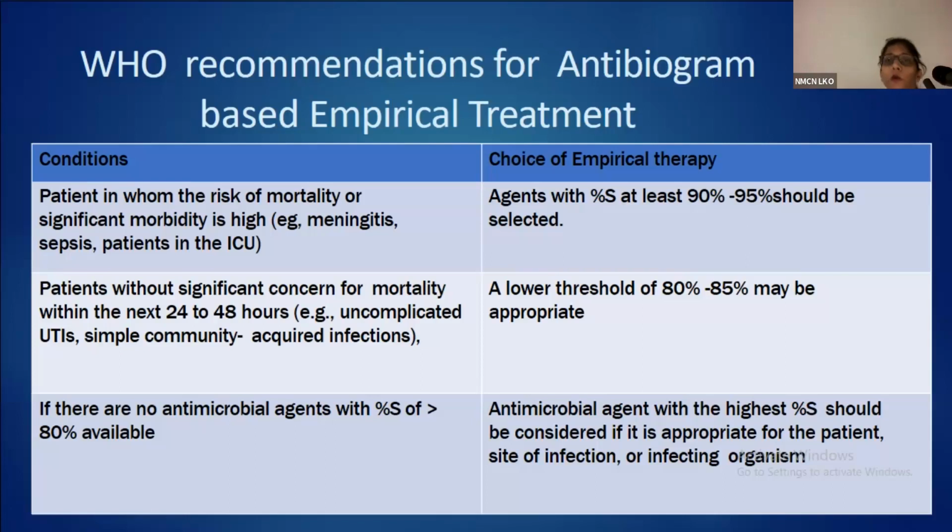Then if there is no agent available which has a sensitivity of more than 80%, we choose the agent with the highest susceptibility rates, and it should be considered for the patient based on the site of infection and the infecting organism also. So these are the recommendations for empirical treatment.